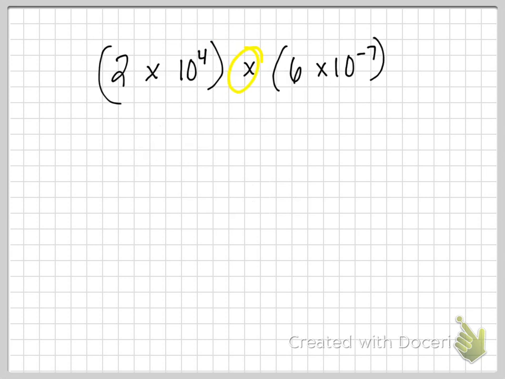Tell me what you did. 6 times 2 is 12. Yep. And that's times 10 to the negative third. Good. And then I made a 1.2 times 10 to the negative second. Perfect.